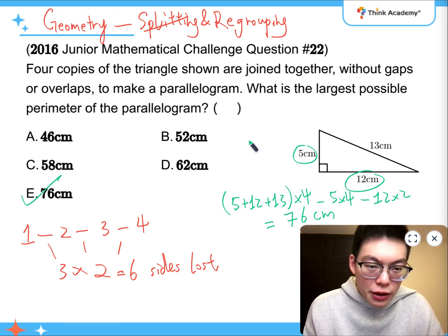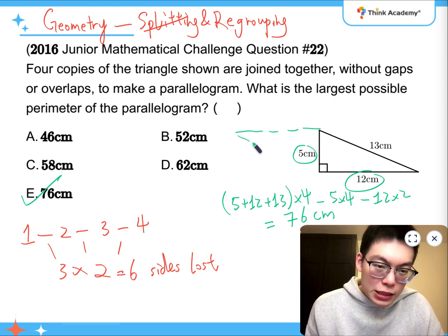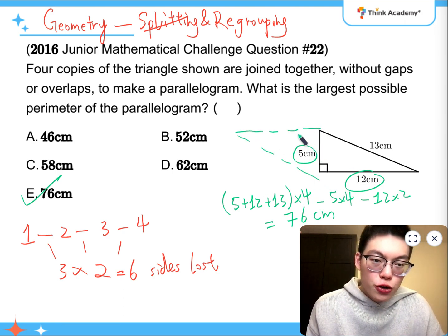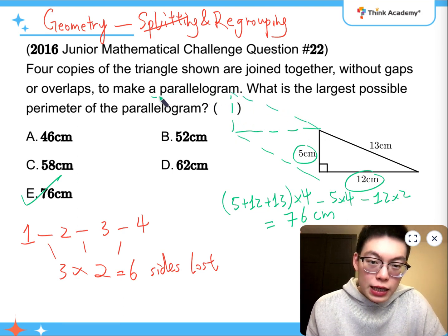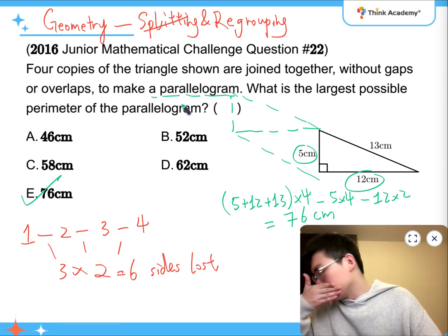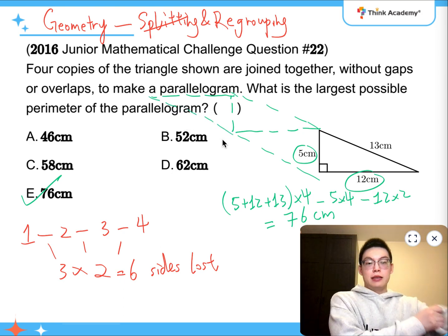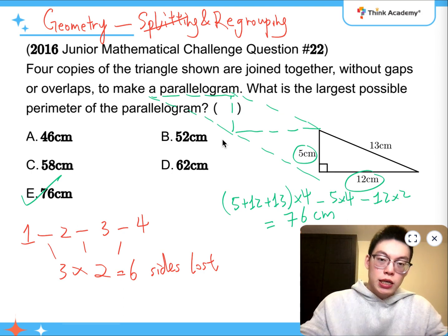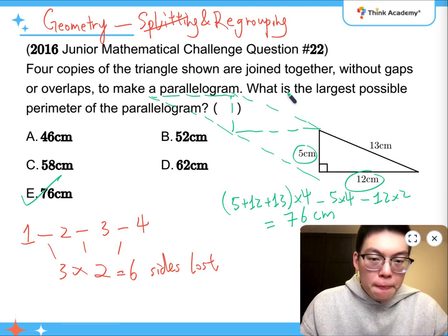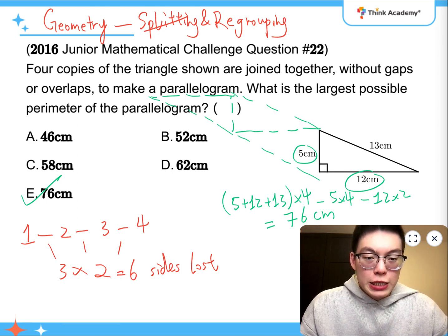And how can we make them? We can just make them like that. So that's 2 5s lost, and that's 2 12s lost, and then finally 2 5s lost again, just like that. So we can make a long parallelogram. Okay, that's for question 22.